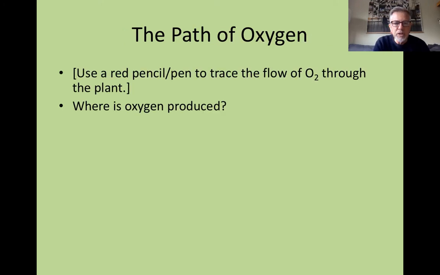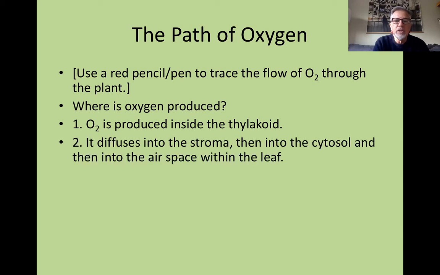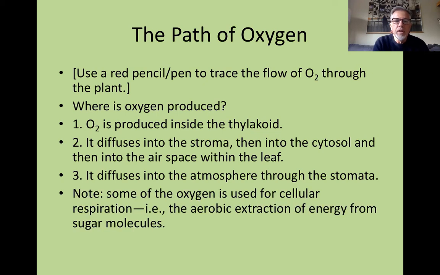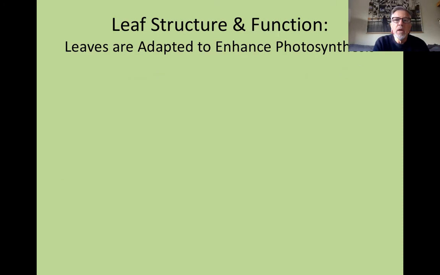The oxygen is produced inside the thylakoid. So it must diffuse into the stroma, then into the cytoplasm, and then into the airspace within the leaf, and then diffuse into the atmosphere through the stomata. Some of the oxygen, however, will be used for cellular respiration.